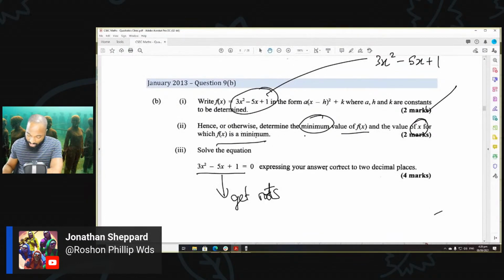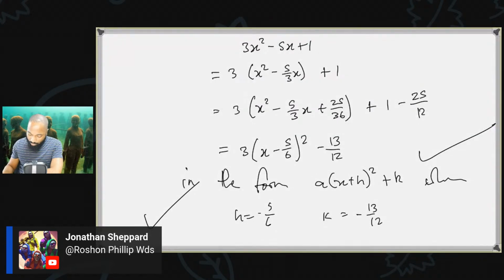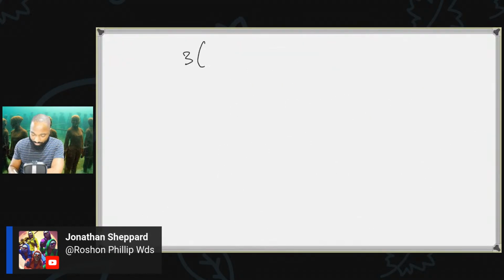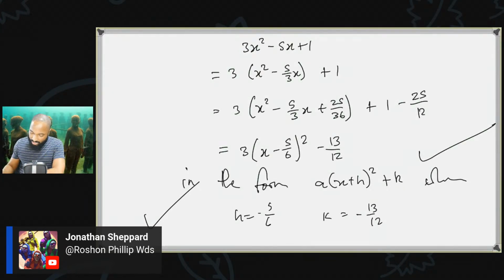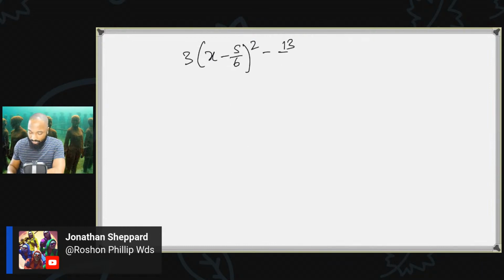All right. And then hence otherwise determine the minimum value of the, so once you complete this square, you have minus 5 and 6 to be squared. What's the next thing? 13 and 12 minus 13 and 12. Once you complete this square, it means h is negative 5 and 6, and k is negative 13 and 12. If you did the formula method, you'll have your h and k.